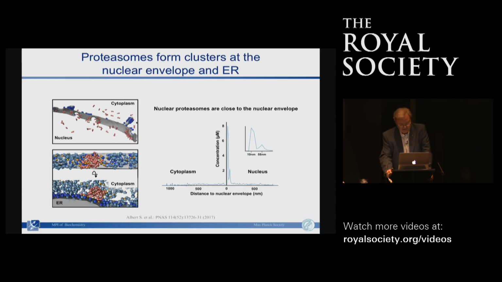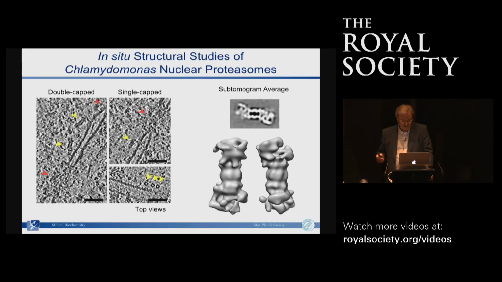In the nucleus, the vast majority of proteasomes is in the vicinity of the nuclear envelope and at very distinct sites. Now, these are the raw data, and again, I cannot see it well from here, but you might be able to see it even on the raw data.